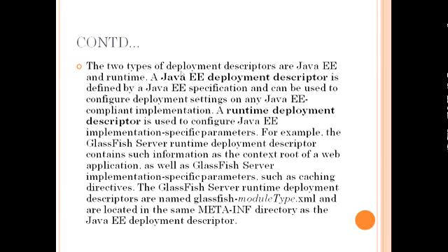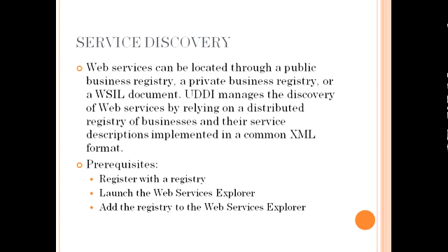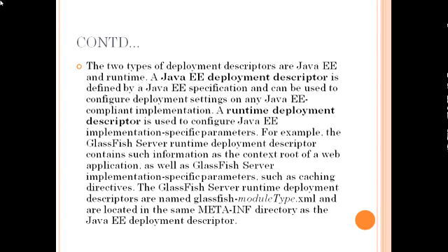And there are two types of deployment descriptors. They are the Java EE deployment descriptor and the runtime deployment descriptor. A Java EE deployment descriptor is defined by the Java EE specification, and a runtime deployment descriptor is used to configure Java EE implementation specific parameters. For example, the GlassFish server runtime deployment descriptor contains such information as the context root of a web application. The GlassFish server runtime deployment descriptors are named glassfish-module-type.xml and are located in the same META-INF directory as the Java EE deployment descriptor. I will show you the web.xml deployment descriptor in my project.